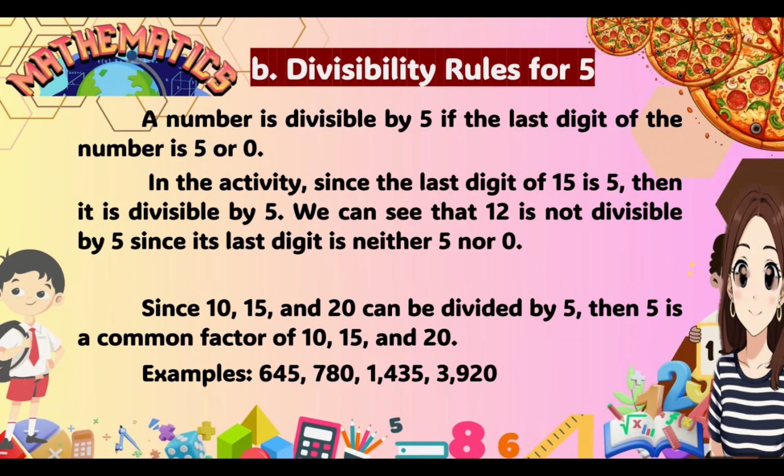Examples of numbers that are divisible by 5 are 645 because the last digit is 5, 780 since the last digit is 0, 1435, and 3920.